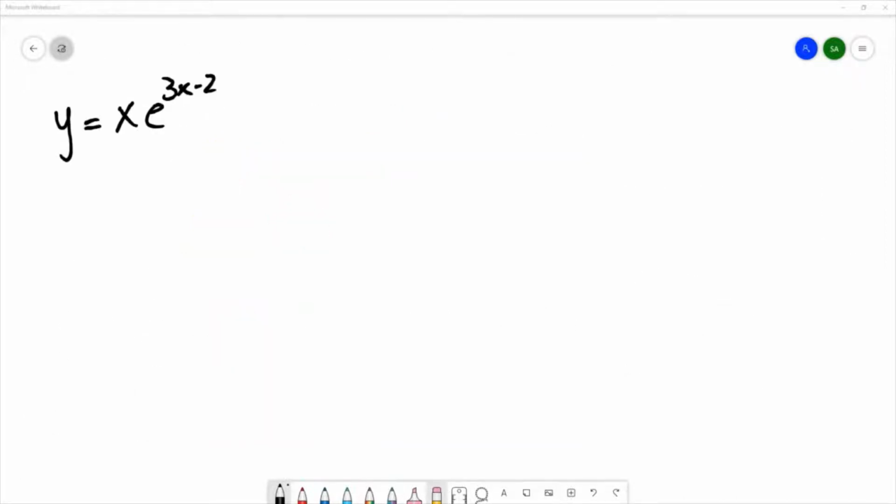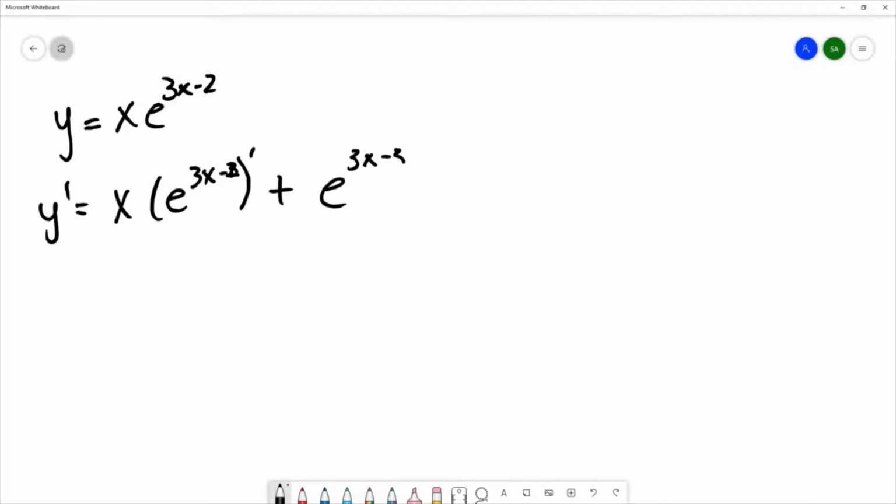I want to find the derivative of this equation, y equals x times e to the 3x minus 2. To find the derivative of this, I'm going to use the product rule. So the first factor times the derivative of the second factor plus the second factor times the derivative of the first factor.